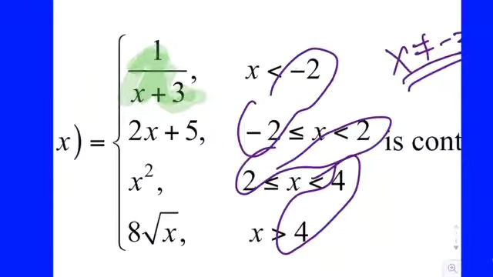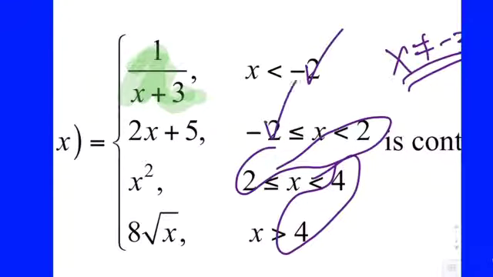Is the function continuous at -2? Well, the limit from the left to -2 is what by direct sub? 1, right? You plug -2 in for x in the 1 over x plus 3, you get 1. The limit from the right to -2 and the function value are the same because it's less than or equal to. So by direct sub, you get -4 plus 5, which is 1. Okay, does 1 equal 1 equal 1? Yes, so it is continuous at -2. So I'll just put yes.